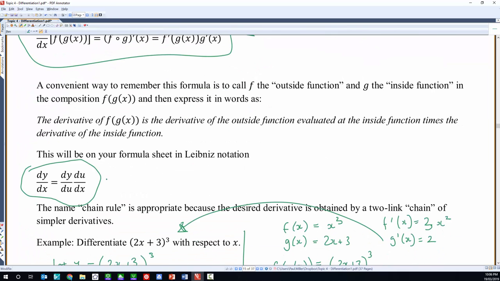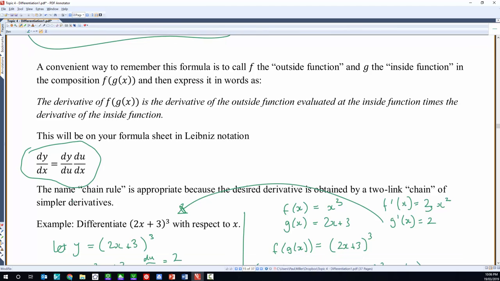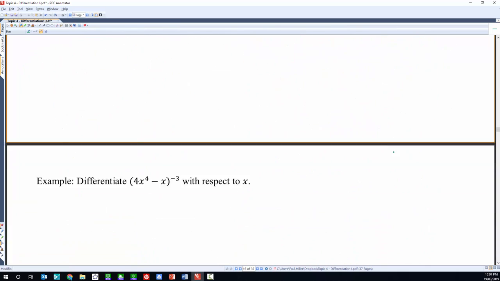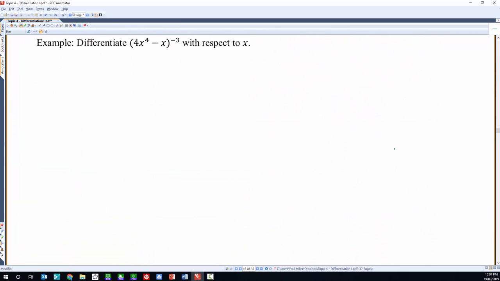I find Leibniz's notation ridiculously easy to work with, and function notation, I do have to think about that a little bit. So I tend not to like using it, but I need to know how to use it, and I'll explain why in a sec. Let's go on to another example here, and you really start to see the benefits of using the chain rule with a problem like this.